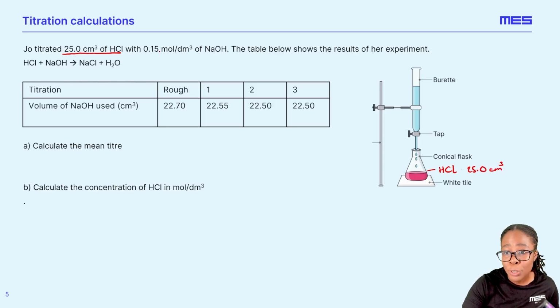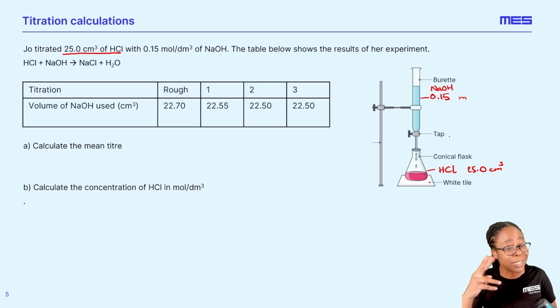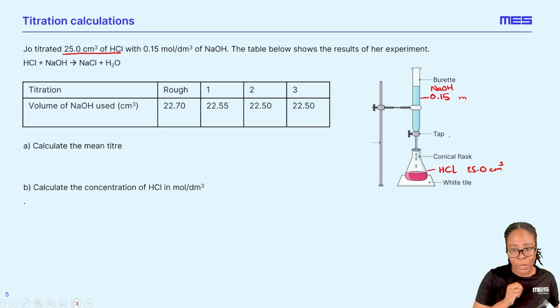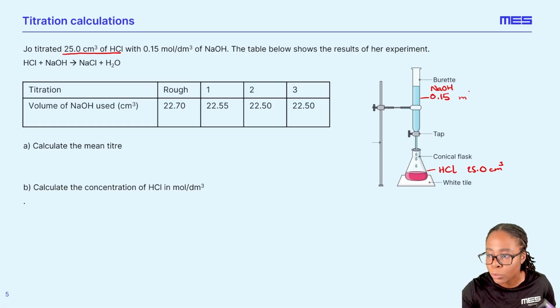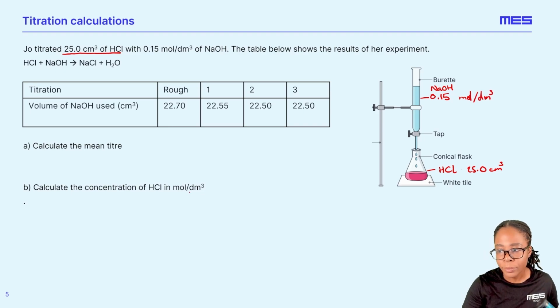And then in the burette, that's where we know the concentration. So here, the sodium hydroxide must be in the burette. Even though the example that we saw before had the acid in the burette and the alkali in the conical flask, it can go either way. So read the question carefully so you know what's in the burette and what's in the conical flask. So we know that concentration.